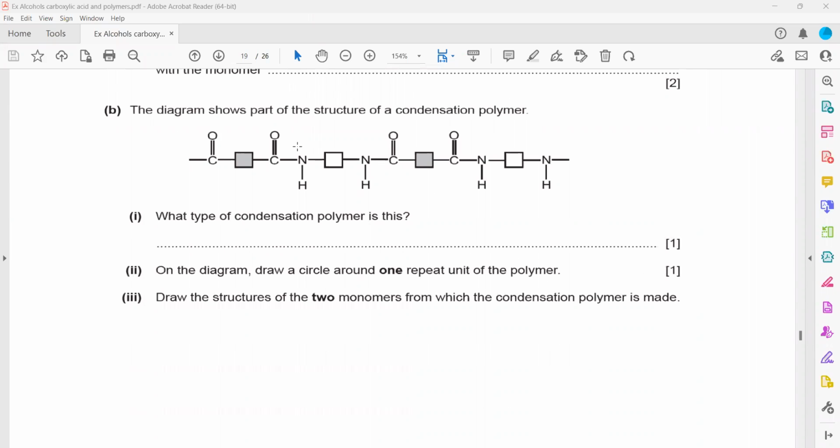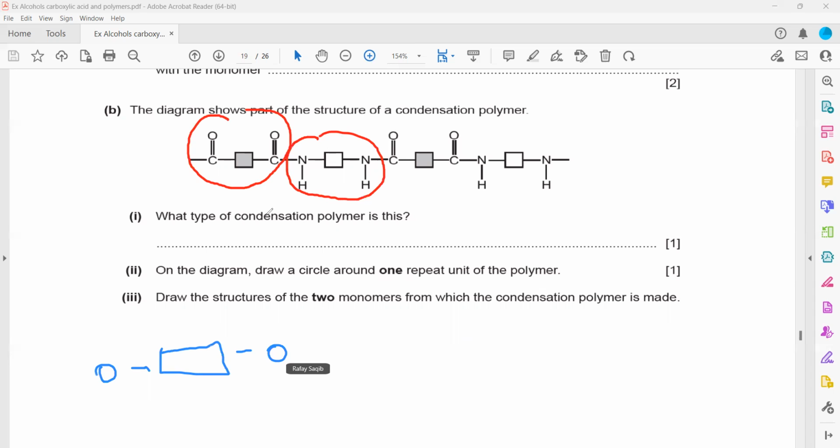The diagram shows a part of a structure of a condensation polymer. Can you identify, is it nylon or protein? Yes, it is nylon because you can see carboxylic acid groups on both sides and amine groups on both sides. So what kind of polymerization is this? Condensation.